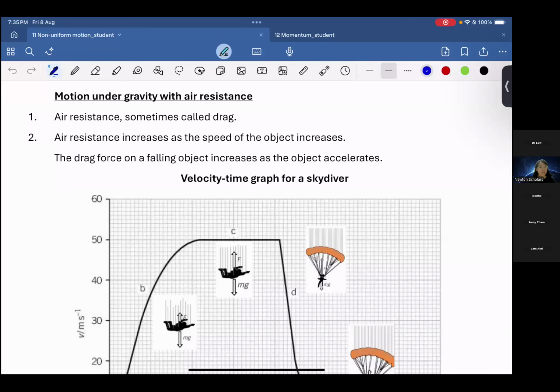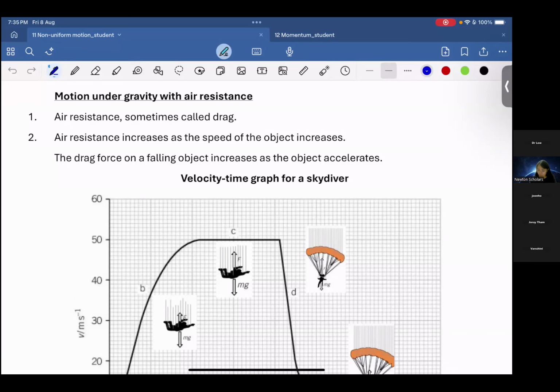Okay, today we're talking about motion under gravity with air resistance. Now I'm talking about the theory first. Later on I'll show you the video. If you graduated from IGCSE, this is not a new thing for you. But if you graduated from SPM, this is a new thing.